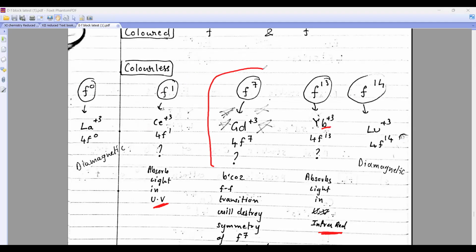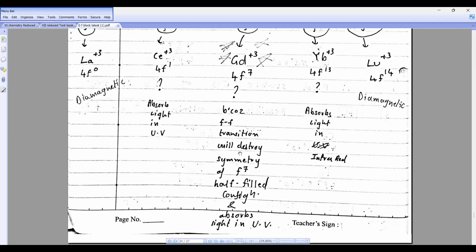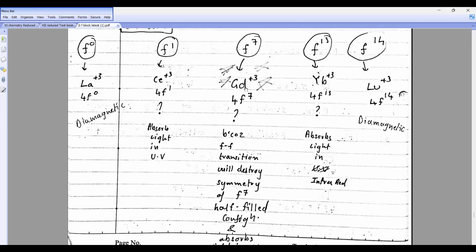Why does gadolinium +3 not undergo ff transition? Why? Because, beta, this is half filled. As compared to d5, half filled is more stable. f में टोटल कितना इलेक्ट्रॉन जाता था? 14, right? So वो ब्रेक ही नहीं होगा बेटा. f7 will not break. Why? Because it will destroy its half filled configuration. It is stable. It will destroy its symmetry. And secondly, it absorbs light in UV range. So why is gadolinium +3 colorless?